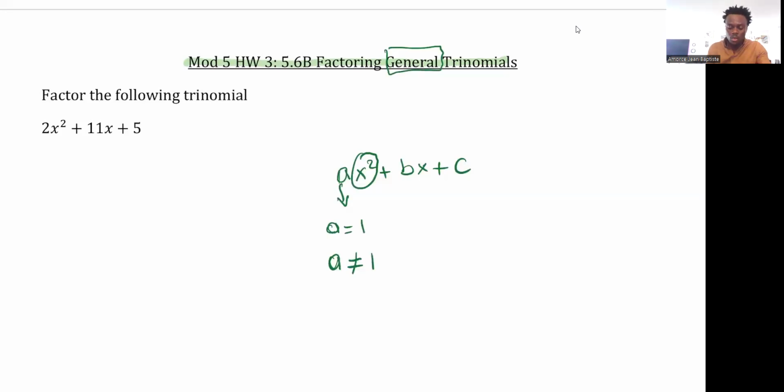Now, when we say a general trinomial, the value of a may not be 1. And that's what we're going to cover in this video. And now I'm going to show you all the steps necessary to do so. Now let's see what the steps are.